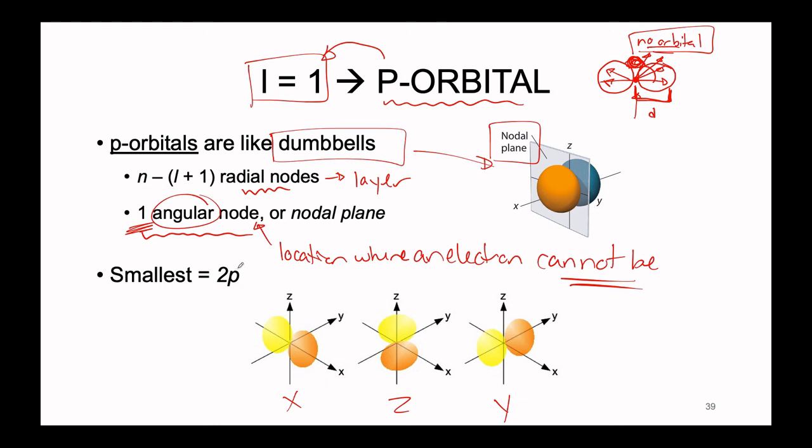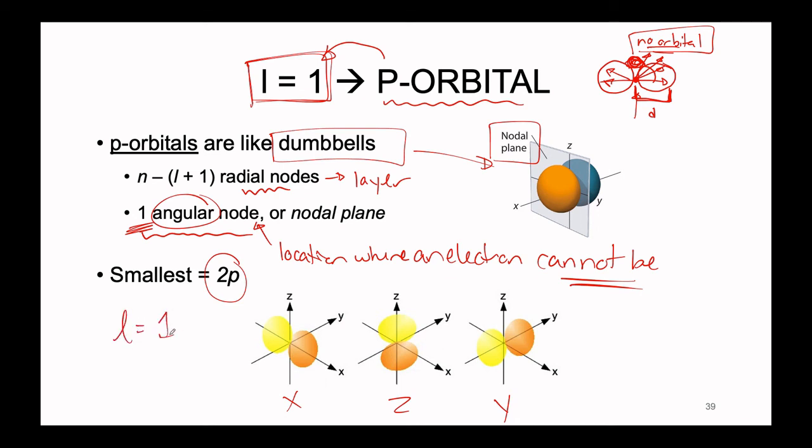The smallest that we can possibly have, the lowest of the low energy for p orbitals, is a 2p orbital. There is no such thing as a 1p. The reason why comes down to, again, how we're defining each of these variables relative to each other. L for our p orbital, out of necessity, is always going to be equal to 1. L is equal to 1.